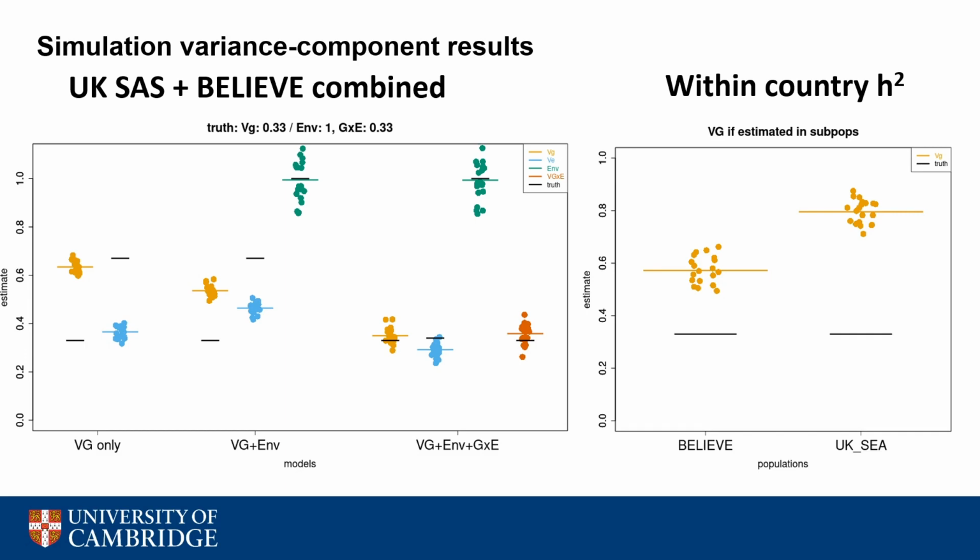As you can see, the reduced models that only included either just VG or just VG and the environment failed to recover the true values, whereas the full model that included all 3 terms recovered all 3 parameters without any substantial bias. The plot on the right illustrates what happens if you estimate heritability within countries, that is, just within the UK or just within Bangladesh. In this case, the additive genetic variance component would get inflated by approximately the size of the gene-environment interaction term.